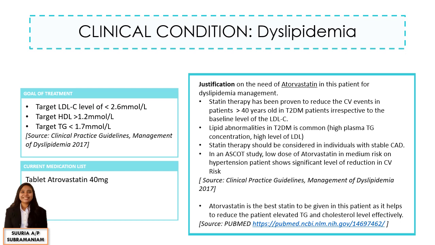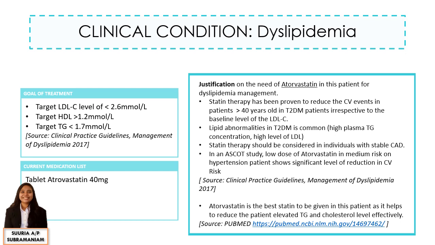As for the justification part, atorvastatin is the best to be given for this patient, as statin therapy was proven to reduce the cardiovascular events in the patient, especially in more than 40 years old patients with type 2 diabetes mellitus, irrespective of the baseline level of the LDL level. The lipid abnormalities in type 2 diabetes mellitus is very common, as it's known for having high plasma TG concentration and high level of LDL.